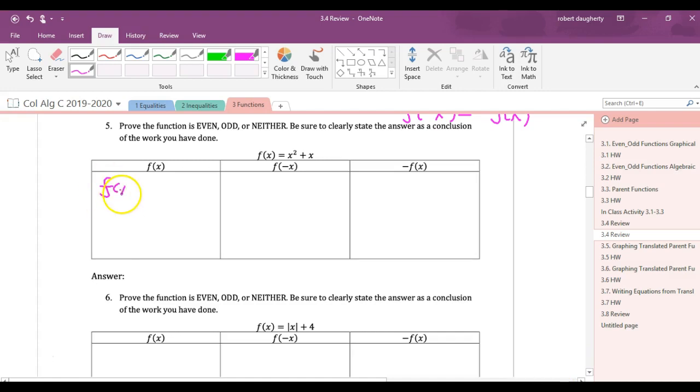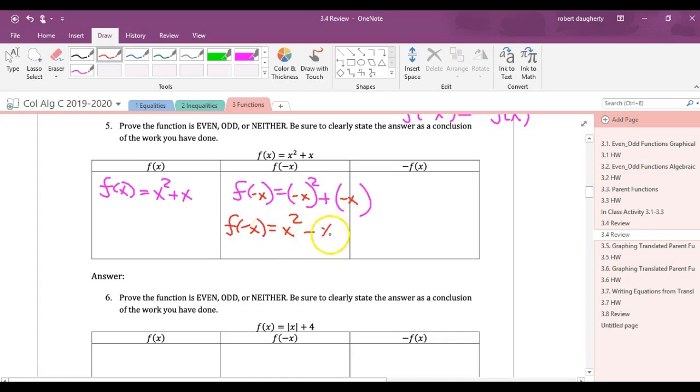Same methodology, f of x equals x squared plus x. Rewrite this with blank parentheses. Substitute minus x. Sorry, let me back up. Substitute minus x. So when I do that, I get f of minus x. So negative x times negative x, that's just going to be x squared minus x, okay? So these first two columns do not match. Now let's go to the next one.